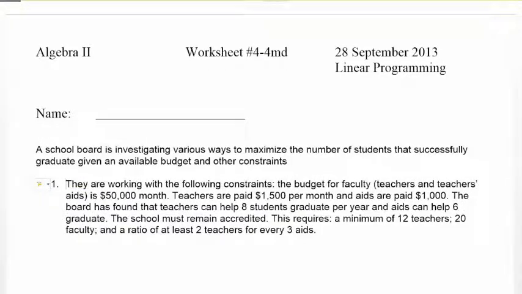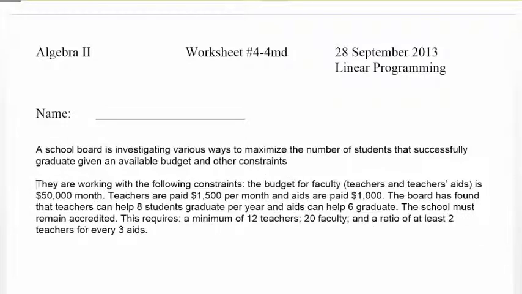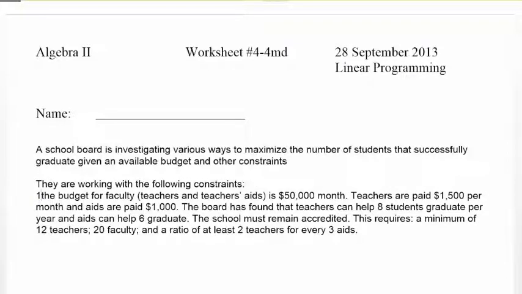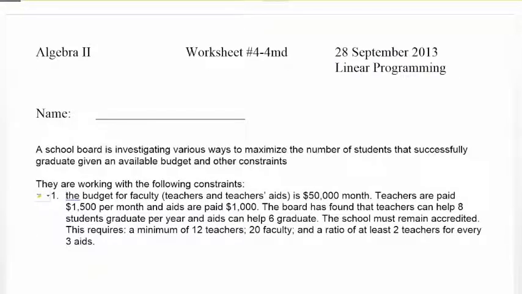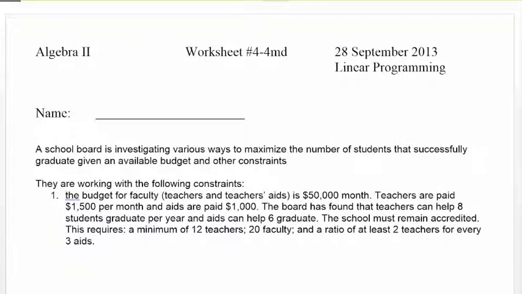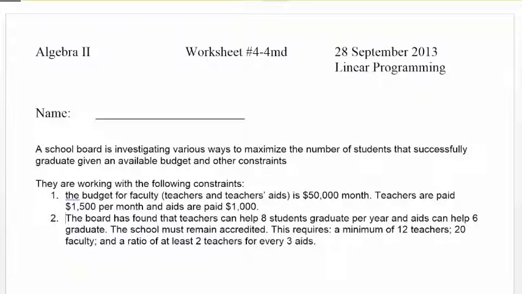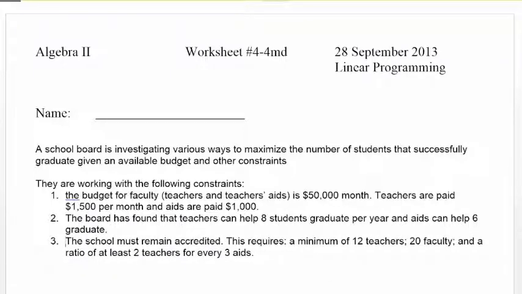The first constraint is that there's a budget of $50,000, and teachers make $1,500 and aides are paid $1,000. The second constraint is really the thing you want to maximize, which is that the board has found that teachers can help 8 students graduate and aides can help 6 students graduate. So how do we maximize the number of students to graduate?